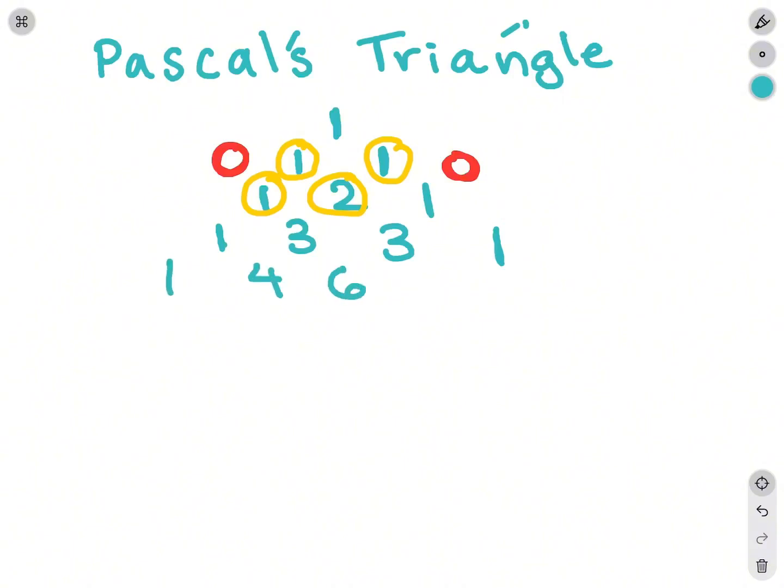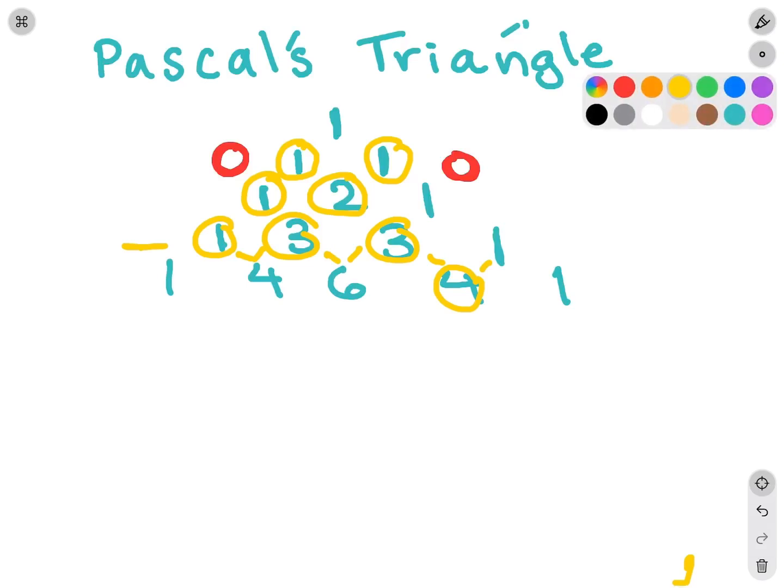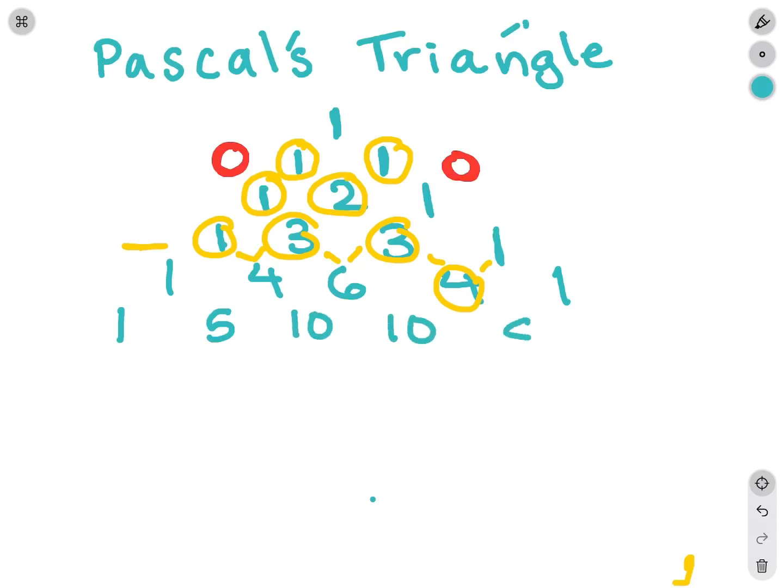Then 1 plus 3 equals 4, 3 plus 3 equals 6, 3 plus 1 equals 4, and then there's 1. Remember, there's just no 0 there. Again, making sure you understand this. Without having Pascal's triangle beside you, you can make it yourself by adding like this. So we're doing a few more rows.